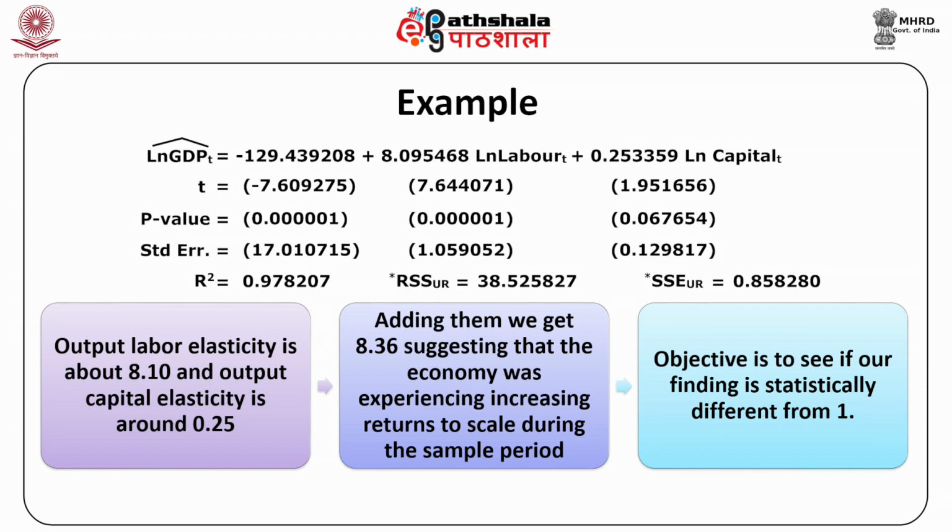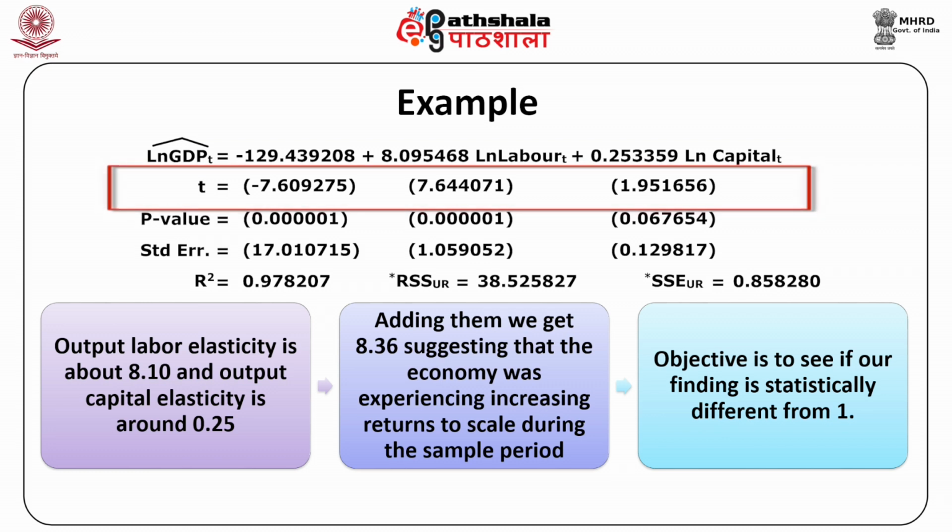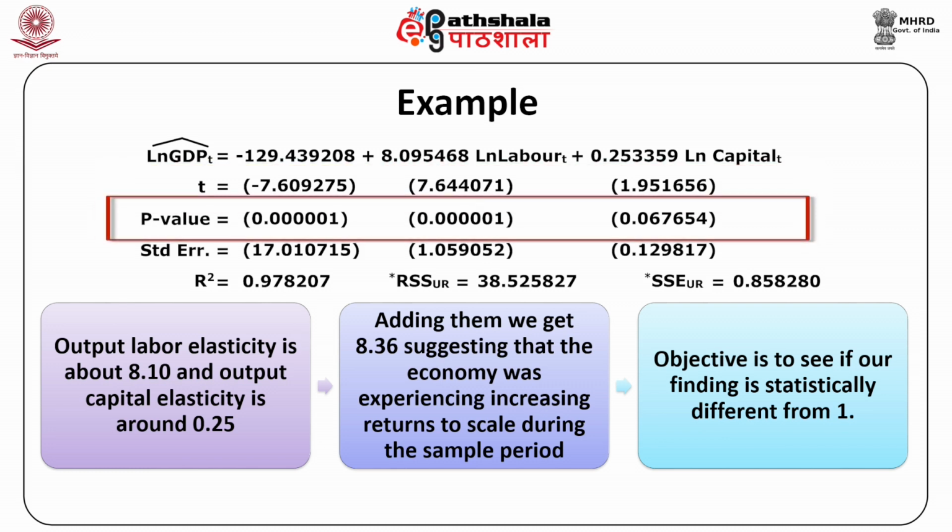Example: consider a Cobb-Douglas production function fitted to an economy's data for the period 1990 to 2009 with the following result. ln GDP_t hat is equal to minus 129.439208 plus 8.095468 ln labor_t plus 0.253359 ln capital_t. The t values are minus 7.609275, 7.644071 and 1.951656.